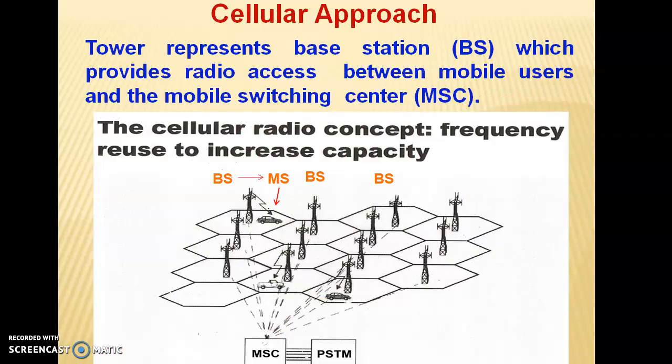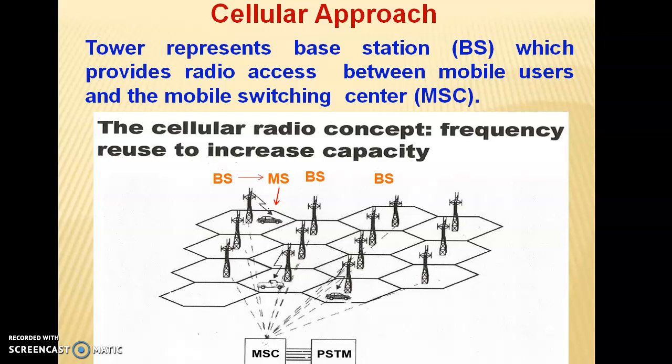Now, starting with the cellular approach, we are quite familiar with this particular figure, where each cell has a base station or tower, and this cell region also provides some kind of mobile station. This base station is connected with the mobile station as well as the mobile switching center, which is further connected with the PSTN. Obviously, this base station provides a kind of radio link between mobile users or mobile stations and the mobile switching center. So this particular concept utilizes the frequency reuse technique.